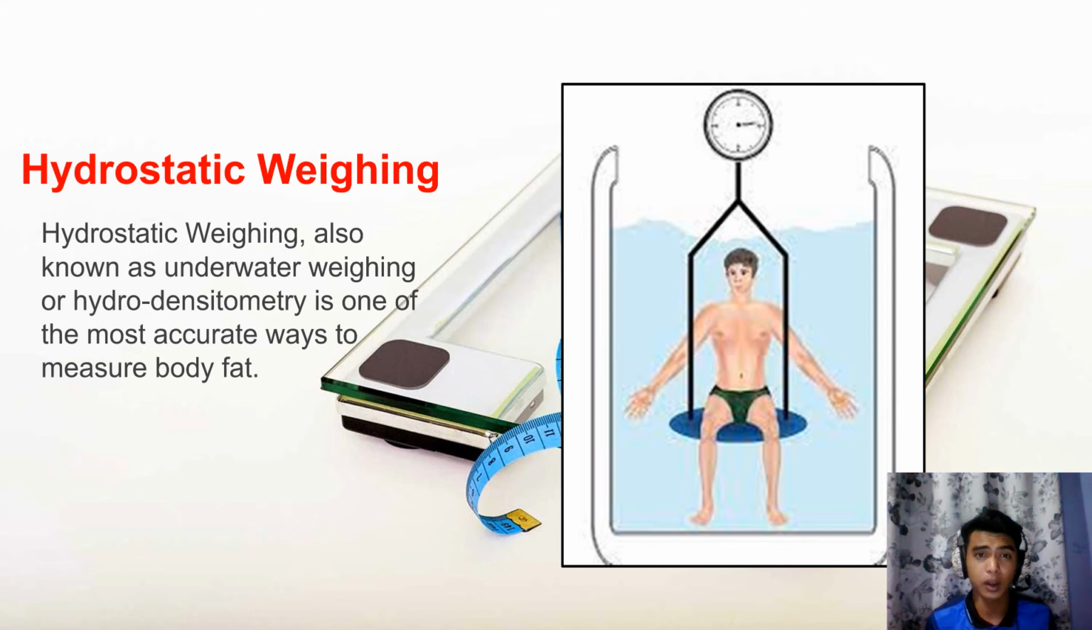Now we talk about hydrostatic weight. Hydrostatic weight is, as we know, underwater weighing that we call hydrodensitometry, and this is the most accurate way to measure your body fat. Okay, this is just a simple thing that we must know about how hydrostatic weighing functions.